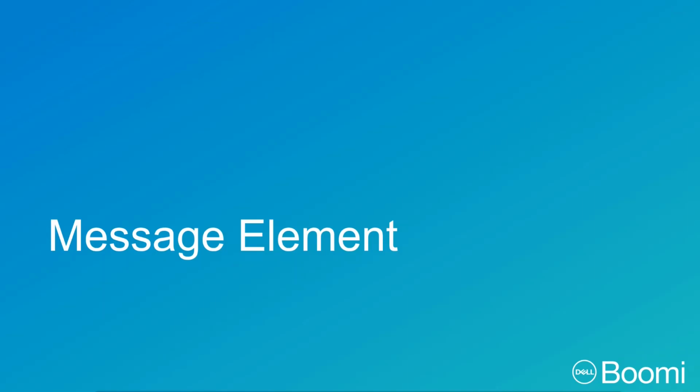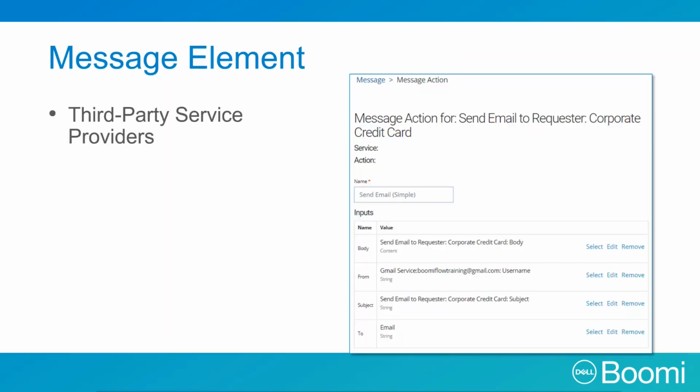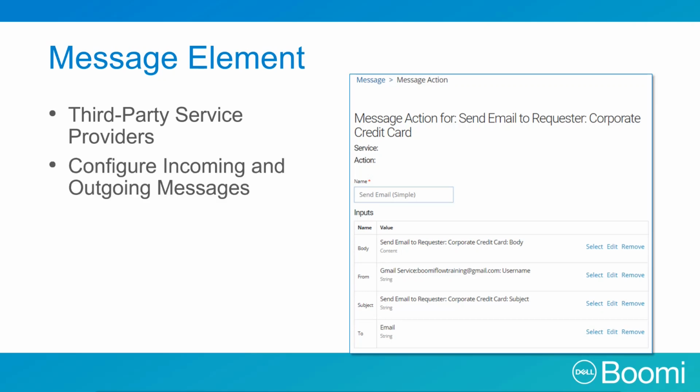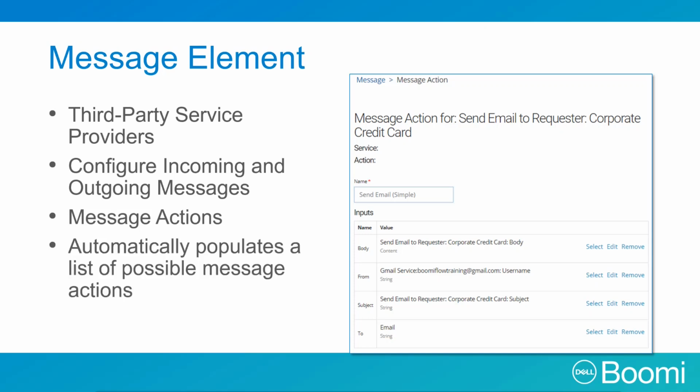In this section, we will speak about the message element and how it can be used in BoomiFlow. The message element is able to send requests to third-party service providers like Gmail, Microsoft Exchange, Box, or Twilio. It is used to configure both incoming and outgoing messages. Message actions define the interface of inputs or outputs for calling against each service. And message elements automatically populate a list of possible message actions.